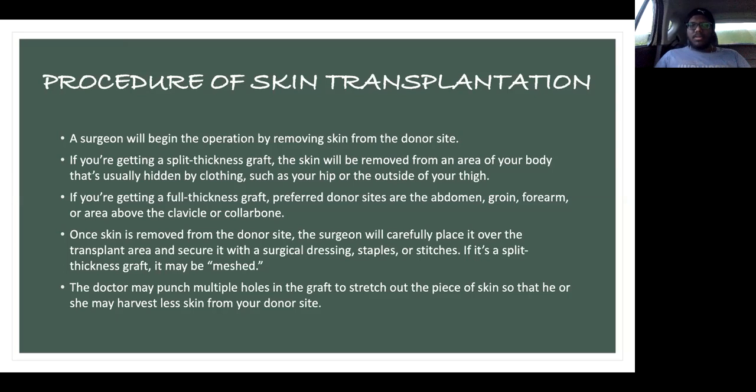clavicle or collarbone. Once skin is removed from the donor site, the surgeon will carefully place it over the transplant area and secure it with a surgical dressing, staples or stitches. If it's a split thickness graft, it may be meshed. The doctors may punch multiple holes in the graft to stretch out the piece of skin so that he or she may harvest less skin from your donor site.